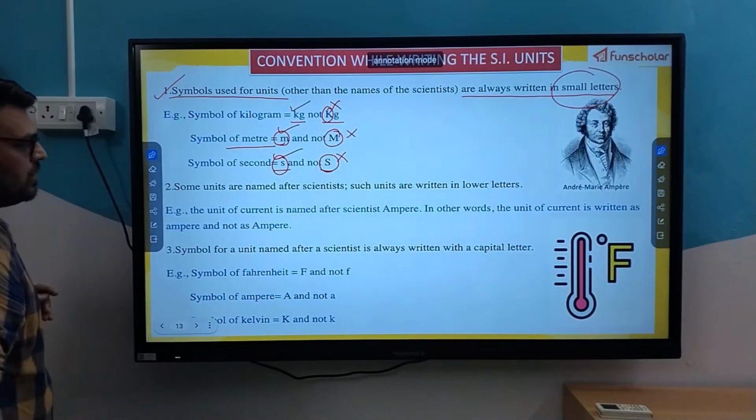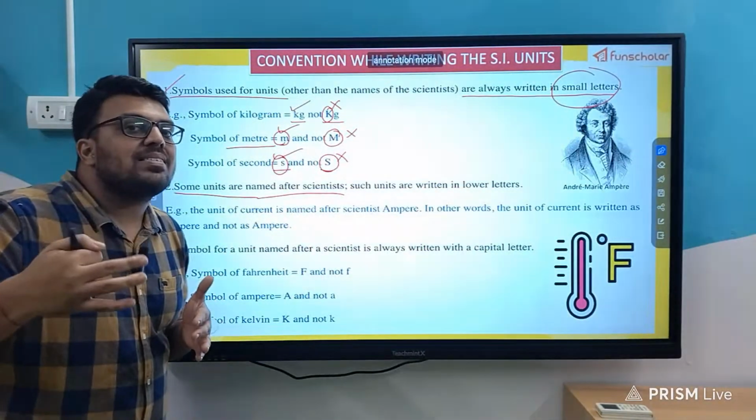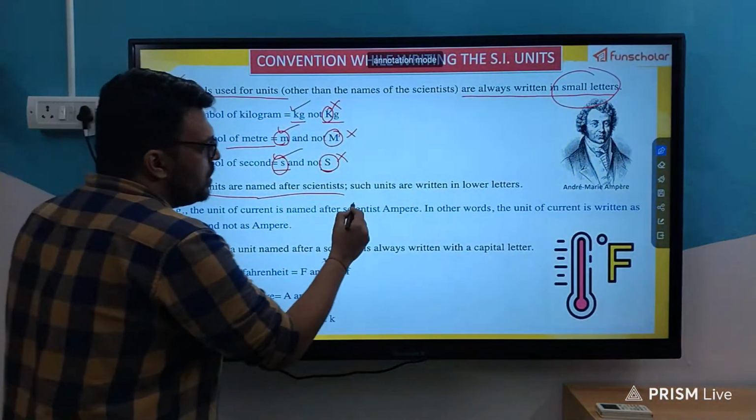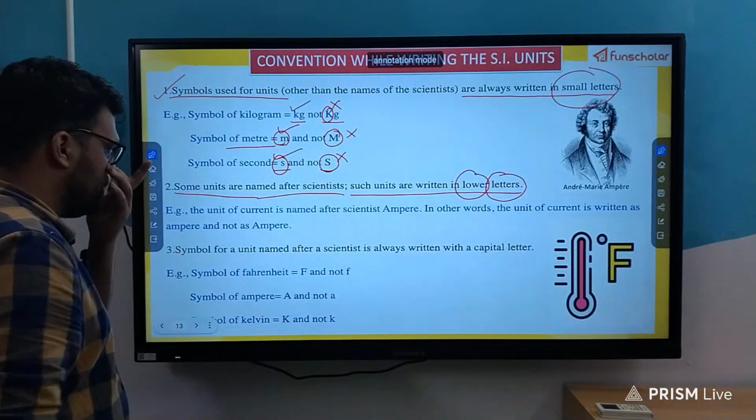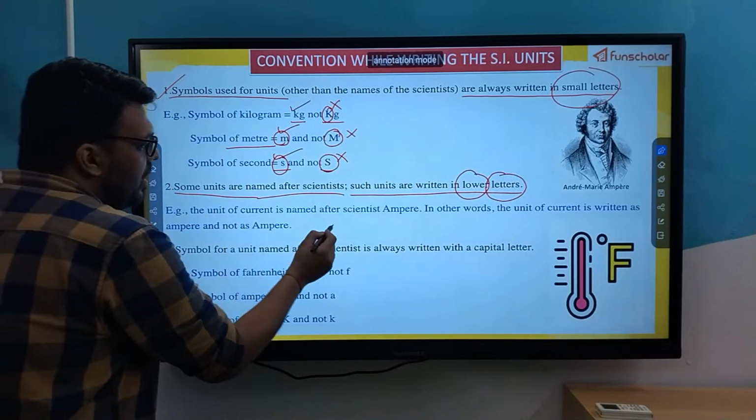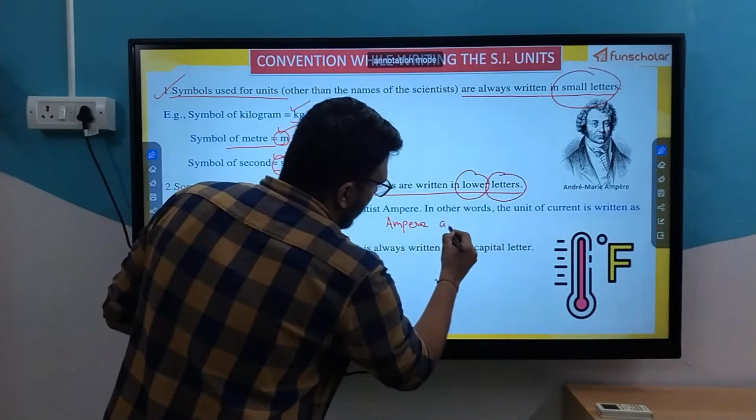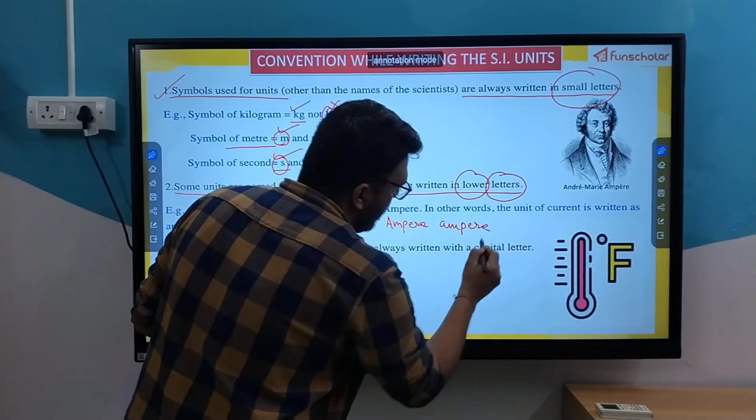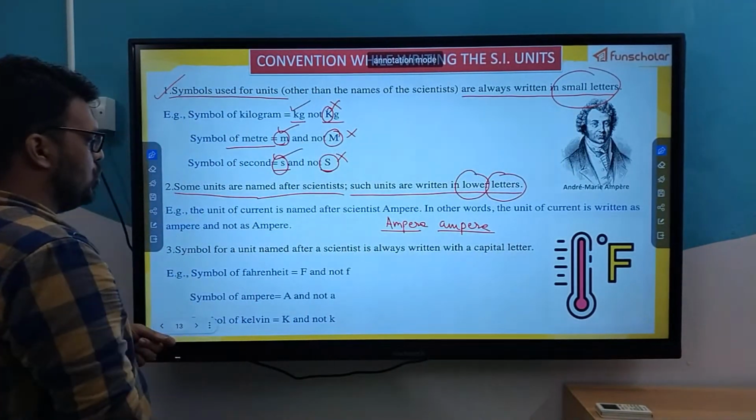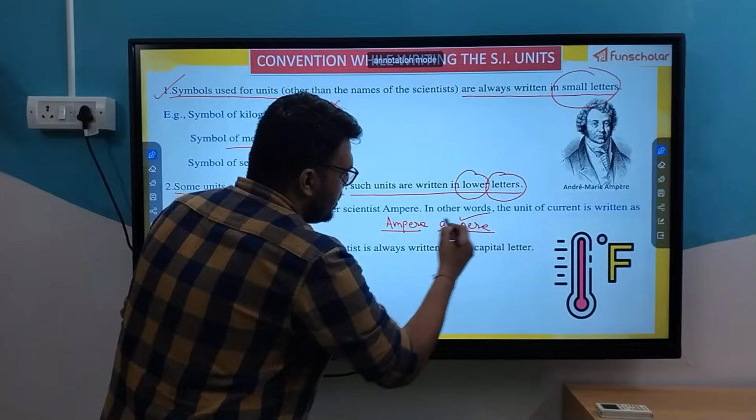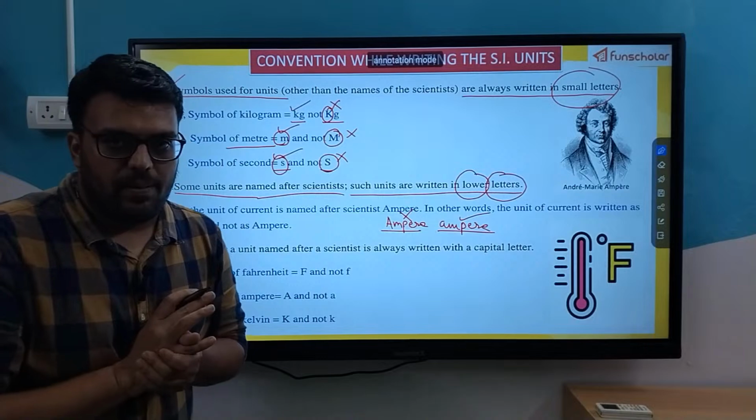We have covered the first one. The second one says that for those units whose name involves a scientist, the unit will be written in lower case. Now what is the meaning of lower case? We are not writing Ampere, we are writing it completely in lower case: ampere. So the unit of current is ampere. In the complete word it will be written as ampere. So we have to use this and not this. Okay, so that is the idea.